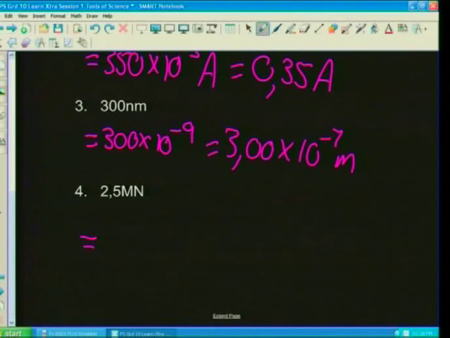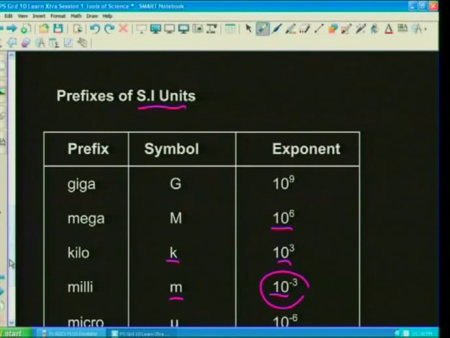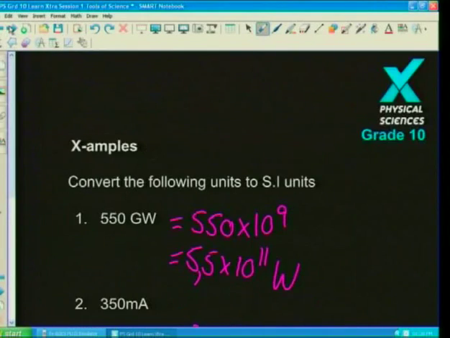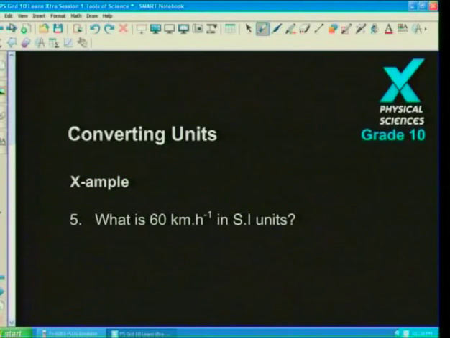Let's go to the last one of these conversions. We've got 2,5 meganewtons. What is that? 2,5 mega. Check the prefix. Make sure you've got it right. Mega is times 10 to the 6. Kilo, mega, giga. So we go back over here. We're going to say 2,5 times 10 to the 6 newtons.